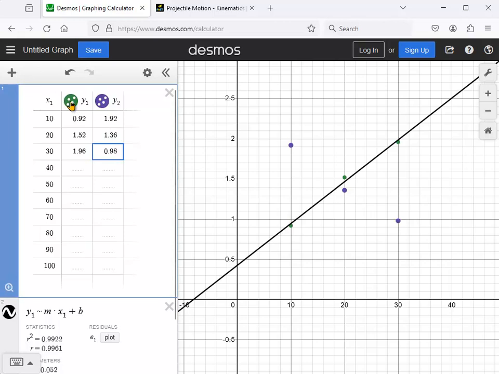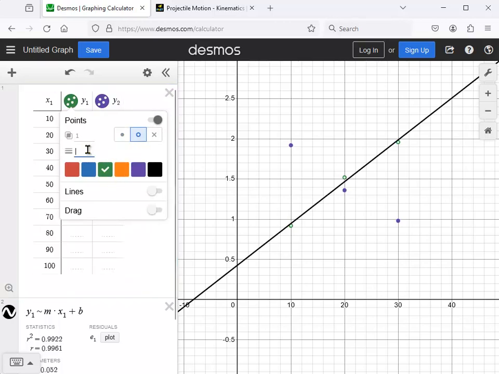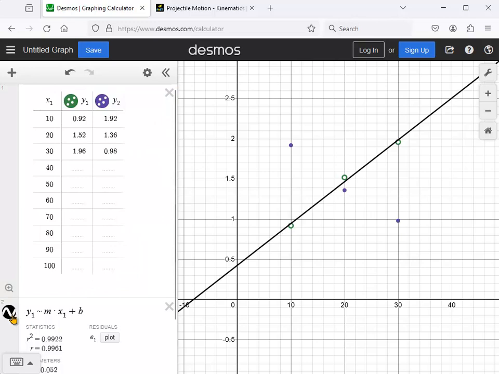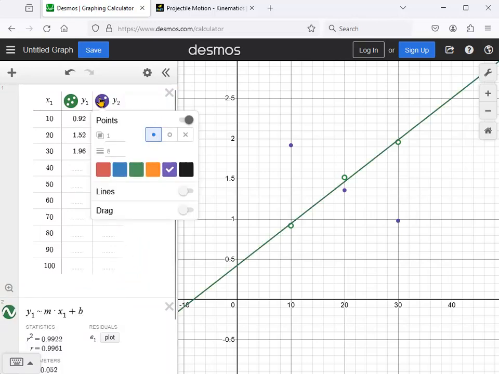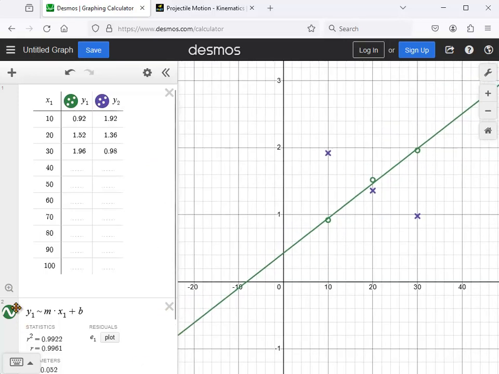Let's see. As usual, I'm going to do something like this. How do I do that? There we go, and make them bigger. There we go. And I'm going to change this one here to green. And then this one here, I'm going to make crosses. Them bigger. There we go. And I'm going to turn this one off here for the time being.